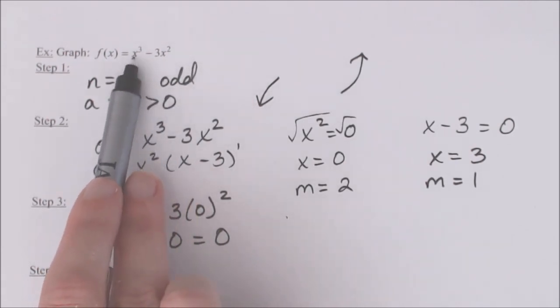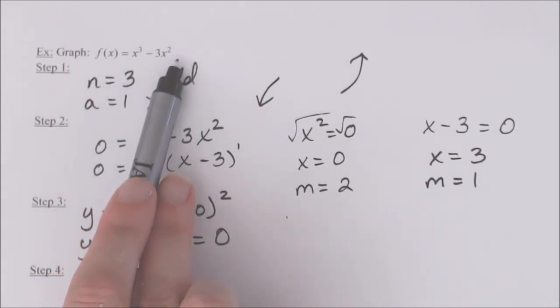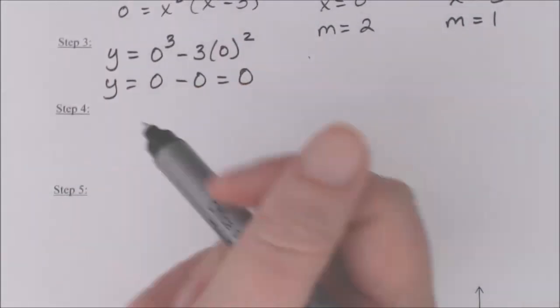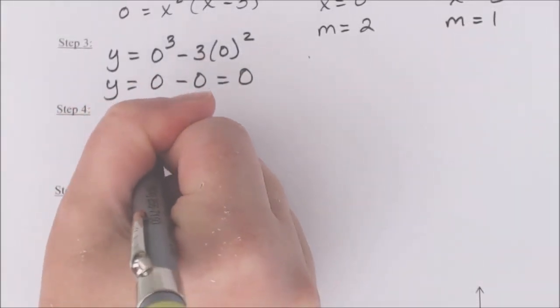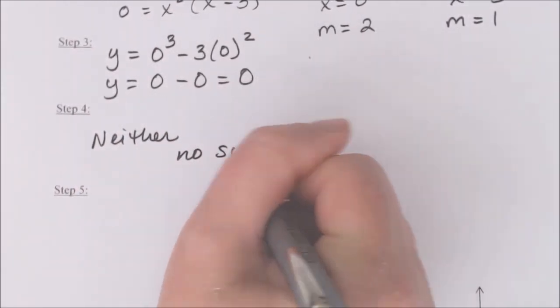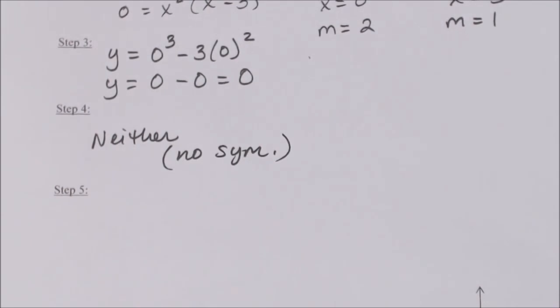So what are my powers here? I've got a 3 and a 2. So that's one that's odd, one that's even, which is mixed. So that means it's neither even nor odd. In other words, it has no symmetry. So when we graph it, there's no symmetry to look for.